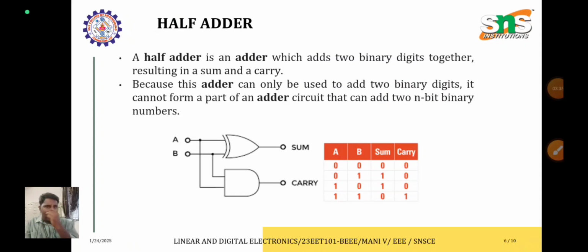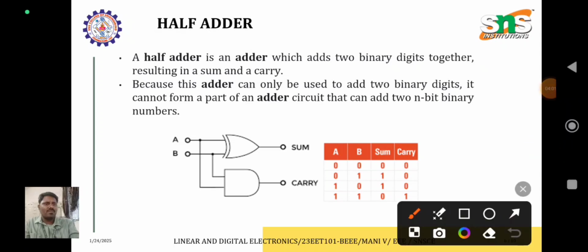And the next one, adder. An adder is nothing but the addition of two or more inputs. There are two types of adder. One is the half adder and the other is the full adder. The half adder is the addition of two binary inputs.